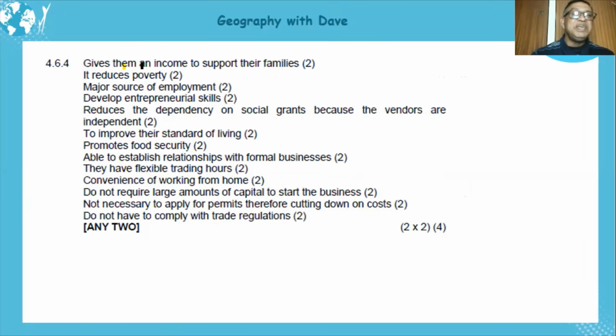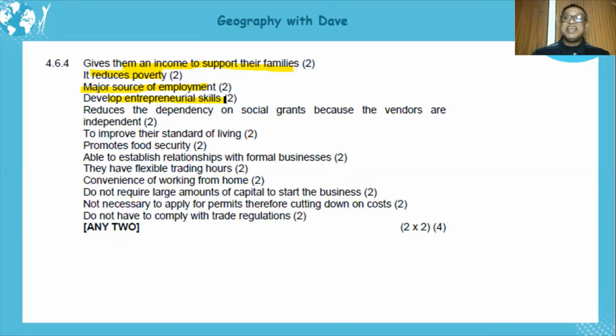Okay, so let's go. Can you see? It gives them income to support the family. Can you see the answer is specific to the informal trader? That is the difference. This is where we mess up. We're not specific because we don't read the whole question. Can you see? It reduces poverty. Is it related to the informal trader? Yes. Major source of employment for them. They develop entrepreneurial skills. They may not develop it in terms of a formal institution, but they learn about trade.